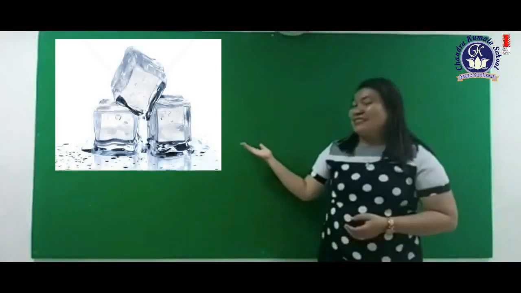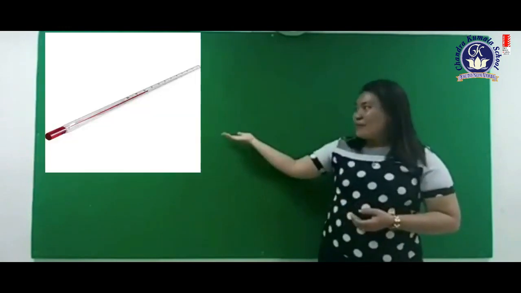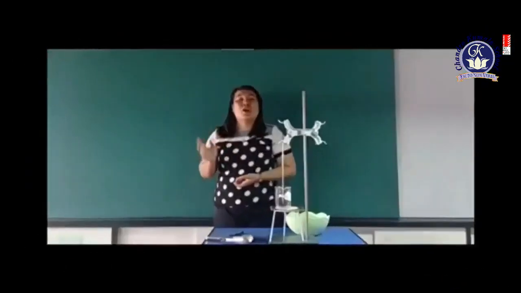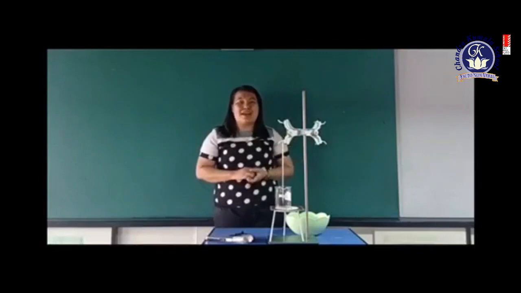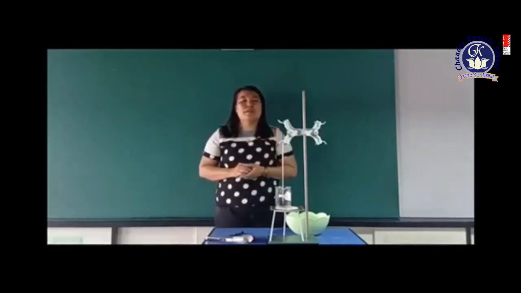To conduct this investigation, we need ice cubes, a beaker, a thermometer, and a stopwatch. Okay class, we are going to make an investigation about the melting point of ice. Before we do the experiment, we have to make sure that our experiment is a fair test. There are 4 things that you have to notice.